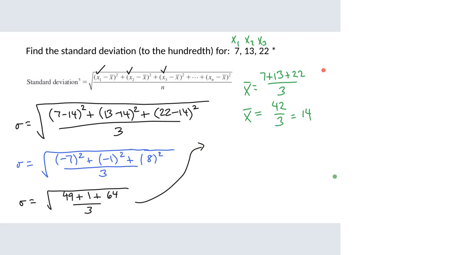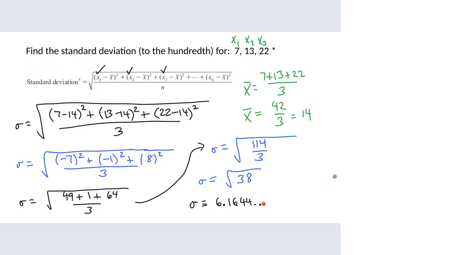All right, 49 plus 1 plus 64 is 114 over 3. We'll go ahead and divide that, and I get 38. The last step we need to make sure we do here is take the square root. Nobody forgot to take the square root, which is excellent. So we'll take the square root of 38 and get 6.1644.